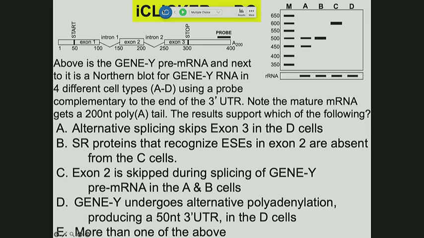So you liked A because A said alternative splicing skips exon 3 in the D cells. And why did you like that answer? It was like in the northern blot there is nothing, so I assumed it was skipped. So I like your reasoning in that you don't see anything, and we see exon 3 is where our probe binds. But can terminal exons be alternatively spliced?